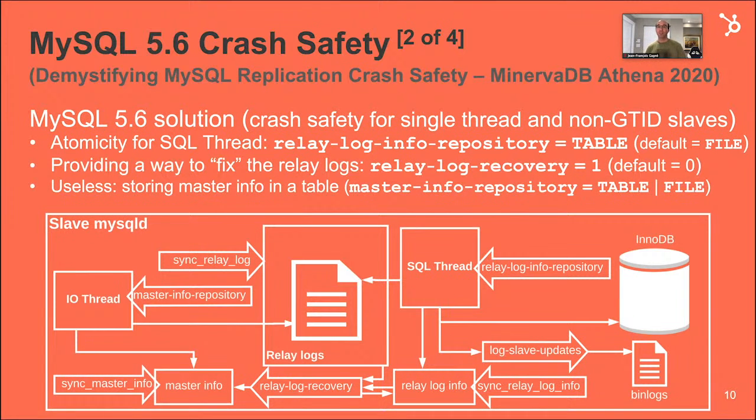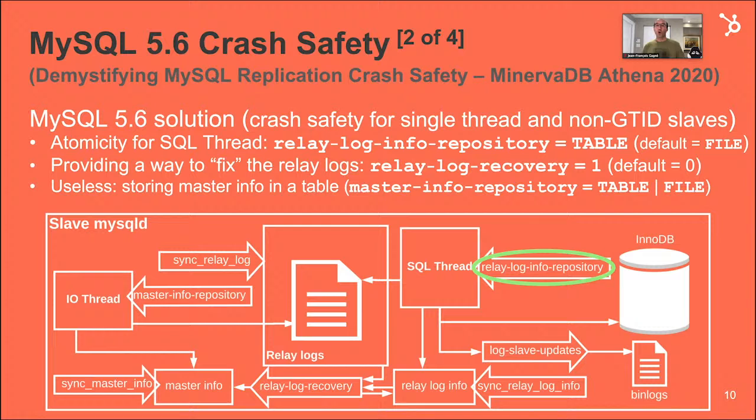5.6 solves that by introducing atomicity for tracking the SQL thread state and its actual progress. There's a new parameter called relay_log_info_repository, which by default is FILE. So we're storing relay log info in a file by default, like 5.5, but you can set this to TABLE. This parameter allows for atomicity for the SQL thread tracking. When the SQL thread commits something to InnoDB, at the same time, it will update its state. Now we have atomicity between the relay log and the SQL thread.